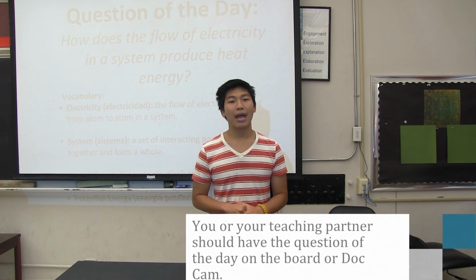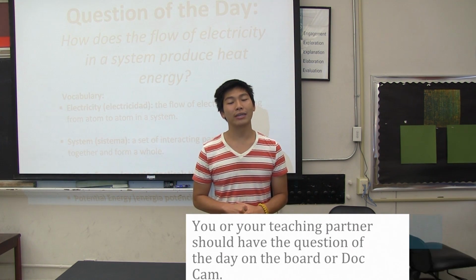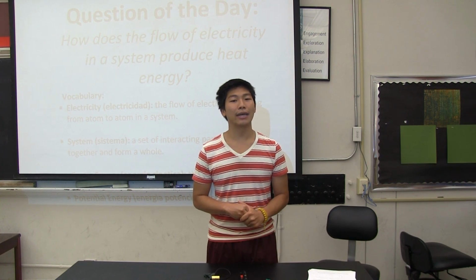That's right. The reason the fortune clover curled up in your hands is because the heat in your hands made it move. Your hands were giving off a type of energy called heat energy, and today we will be exploring how heat energy and electricity are related. By the end of the lesson today, you should be able to answer the question of the day, which is, how does the flow of electricity in a system produce heat energy?